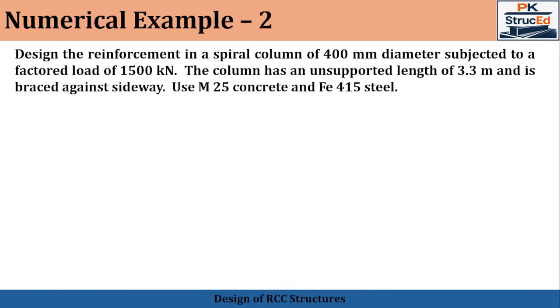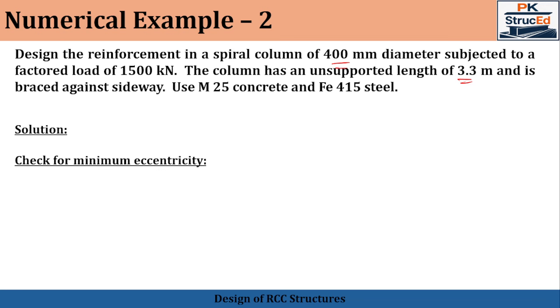Now, why spiral columns are studied: as we discussed, spiral columns provide higher strength, show better ductility, and are preferred in seismic regions. As in the previous problem, the short column condition is satisfied. That is, the slenderness ratio, which is 3.3 meter divided by 400, you'll be getting that value is less than 12. Obviously, it has to be designed as a short column.